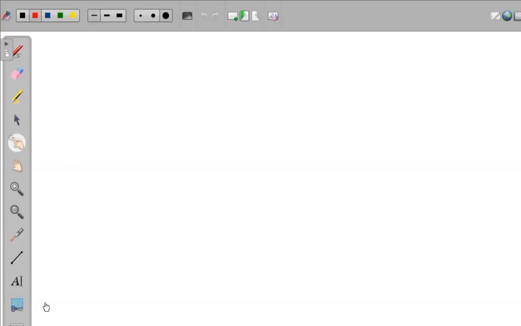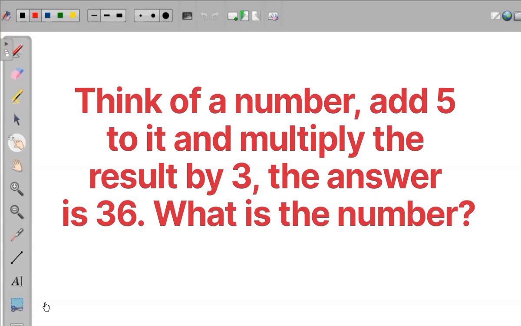Okay, the question goes like this. Think of a number, add 5 to it, and multiply the result by 3. The answer is 36. What is the number? What is the number?